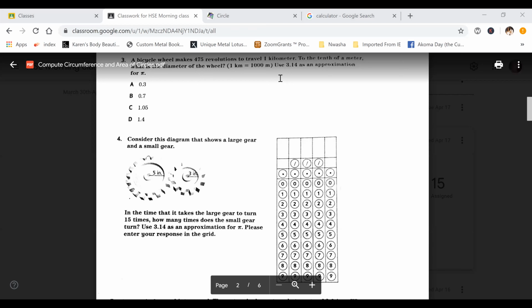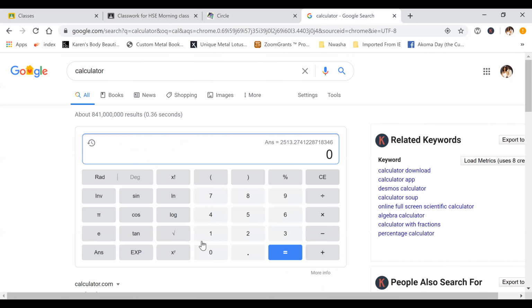So what they're trying to say is, you should be dividing the 1,000 by 475. So this is a division problem. So when we go to the calculator again, you've got the 1,000 meters, because they went 1 kilometer, divided by the 475. So revolutions are just how many times the wheel goes around. So now you've got this 2.10, and now you're going to divide by pi.